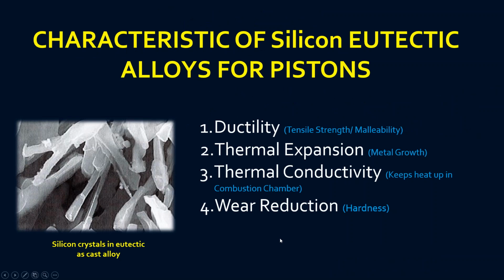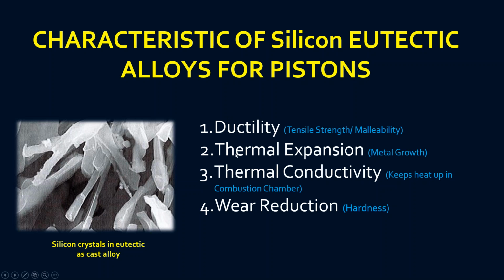Now, the characteristics of silicone. Why is it added? Obviously, there's a few things that are important. Ductility, which is the tensile strength, the malleability. The lower the silicone, the more ductile that piston is, and it can absorb the shock a little bit better. The lower tensile strength allows it to absorb, especially in high compression, high output engines.